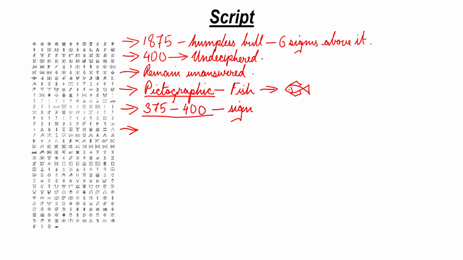So script was found inscribed in a number of objects. What were the objects with script? We had many objects like seals, most commonly seals, copper tools.